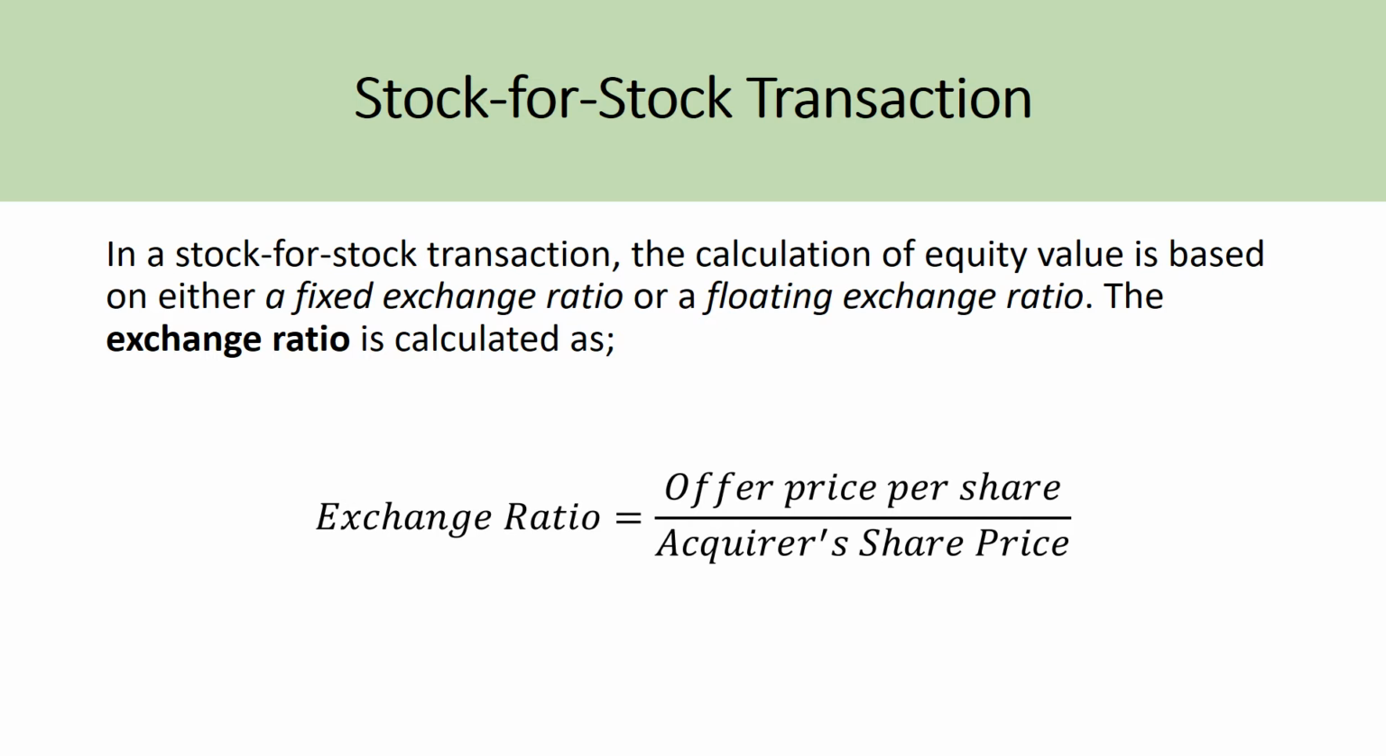Now, before we define the difference between the two, we need to actually understand what an exchange ratio is. So the exchange ratio is calculated as the offer price per share divided by the acquirer's share price. So let's say, for example, the target is valued at $5 a share. That would be the offer price, and the share price of the company that's buying that target is the denominator. So the numerator is the target's offer price, and the denominator is the acquirer's share price. And so that's the exchange ratio.